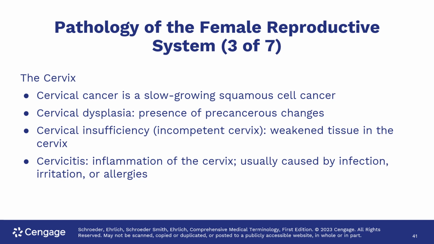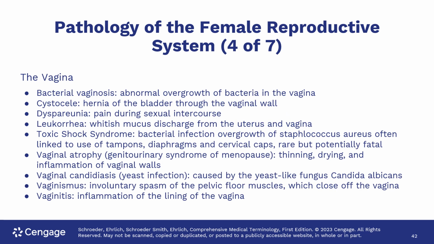Problems with the cervix can be cancer or precancerous lesions. It can be inflamed, cervicitis, or weak, where the cervix is not strong enough to maintain a pregnancy past the first or second trimester, called cervical incompetence. The vagina can have a variety of infections with either bacteria or fungus, resulting in leukorrhea, which is a whitish vaginal discharge. It can be inflamed, as in vaginitis.